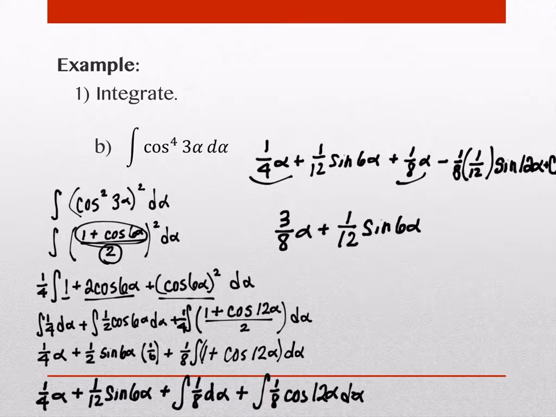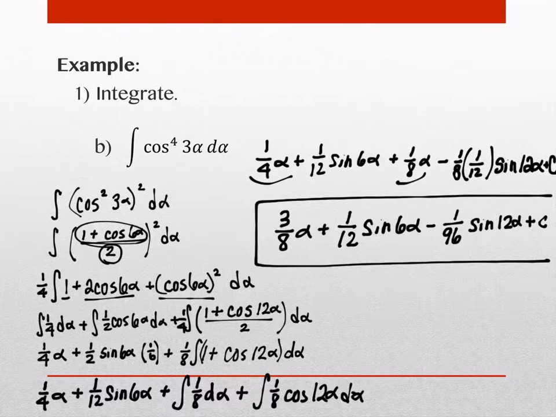It's a true statement. All right, so I've got 3/8 alpha plus 1/12 sine 6 alpha plus minus, I think, and what is it, 1/96 sine of 12 alpha plus C. How did you get minus? Because you integrate cosine. Oh, yeah.